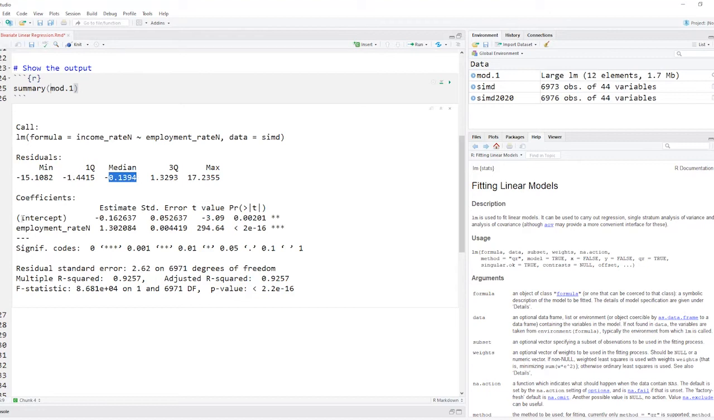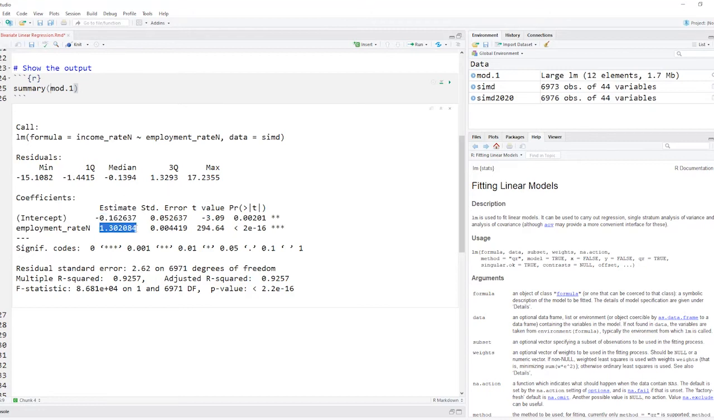So then we have our coefficients. The coefficient shows the value for the intercept. This shows the value that if a data zone has zero employment deprivation, then the percentage of income deprivation should sit at around minus 0.16. However, we don't generally interpret the intercept or include it in results.